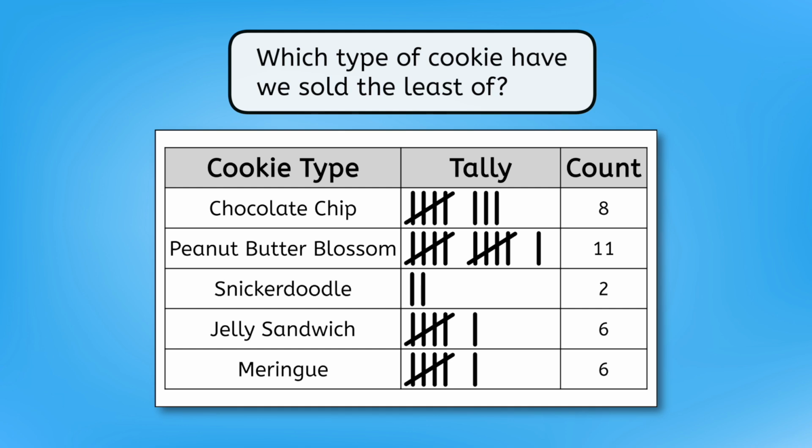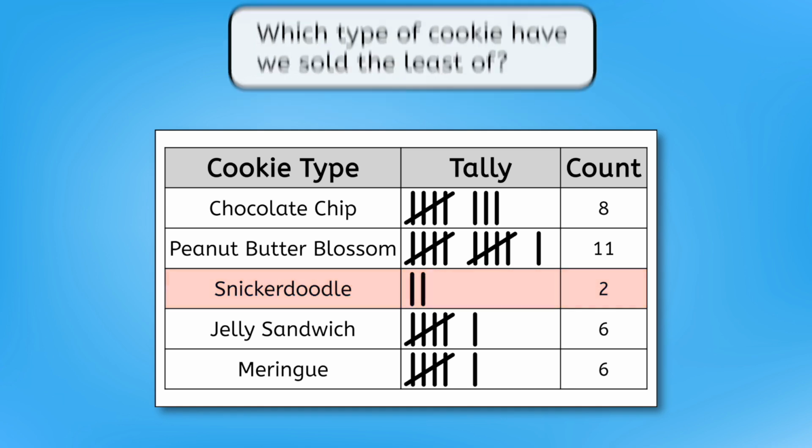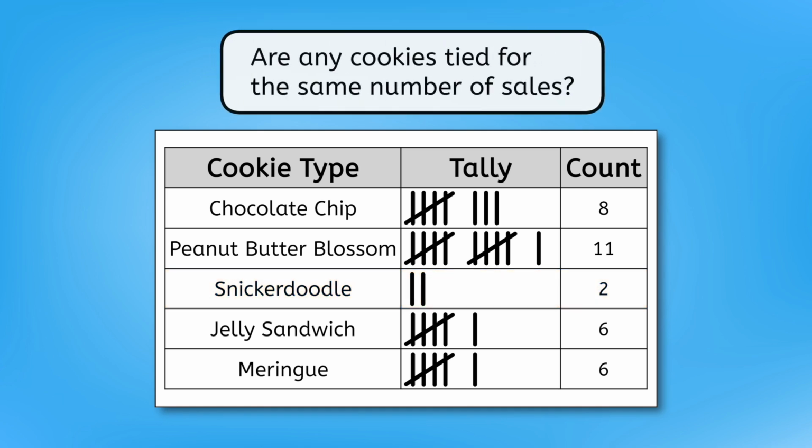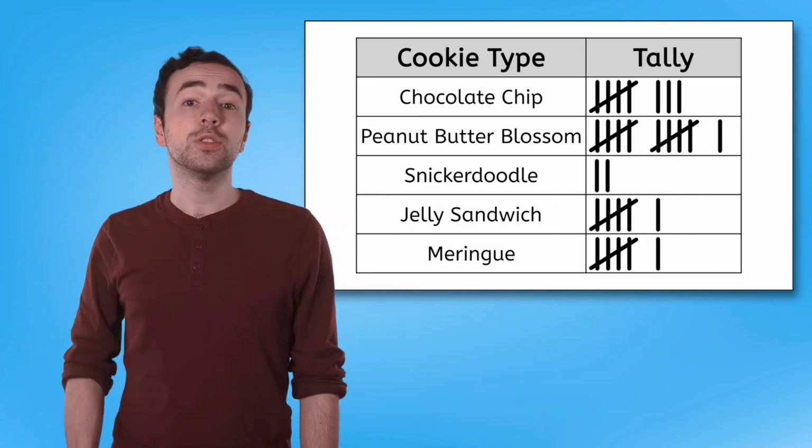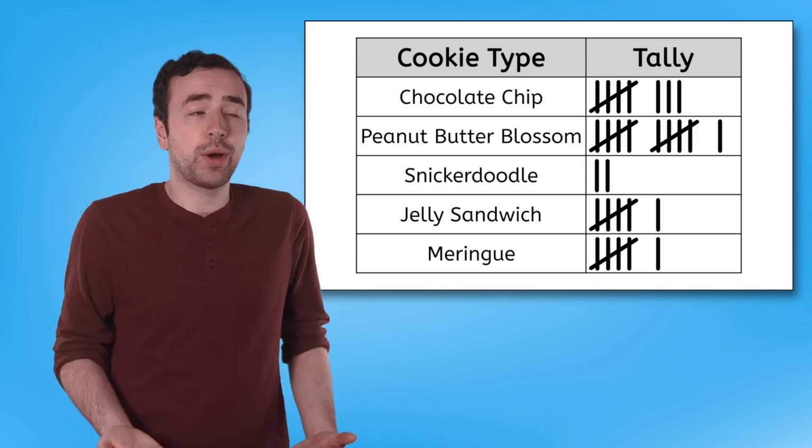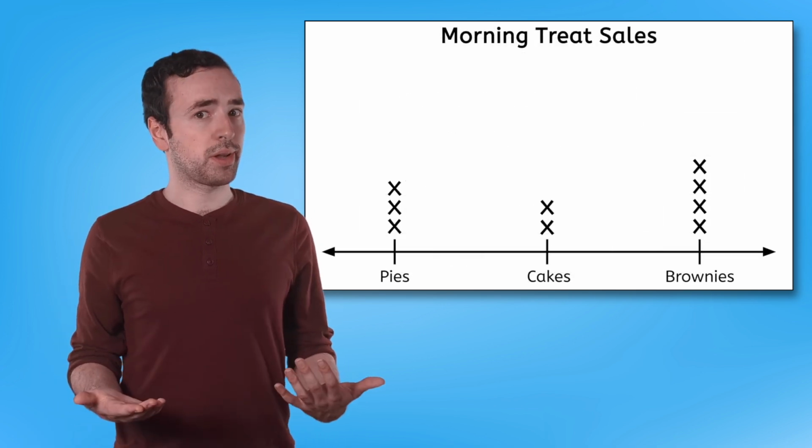That would be the snickerdoodles, with only 2 sold so far. And are any cookies tied for the same number of sales? Yes, we've sold 6 meringues and 6 jelly sandwich cookies. Using tally marks like these is one way to collect data, and here's another.